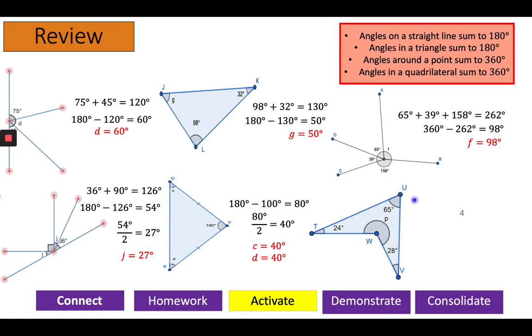Here we have a quadrilateral because it has 4 sides. We know that the angles must sum to 360 degrees. So we add up our 3 known angles, and we get 24 plus 65 plus 28, which equals 117 degrees. We then subtract that from 360, and we get 243 degrees. Therefore, angle P equals 243 degrees.